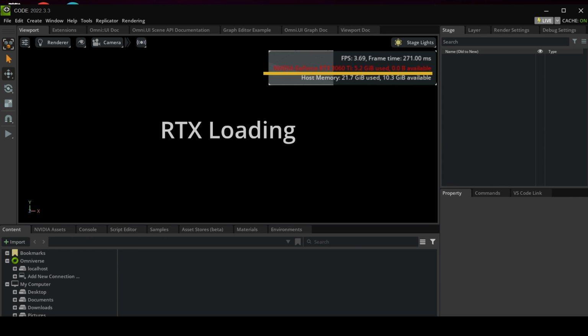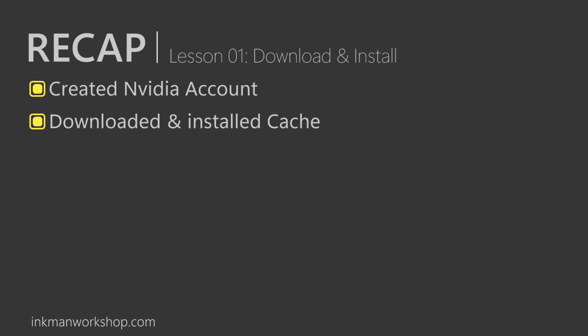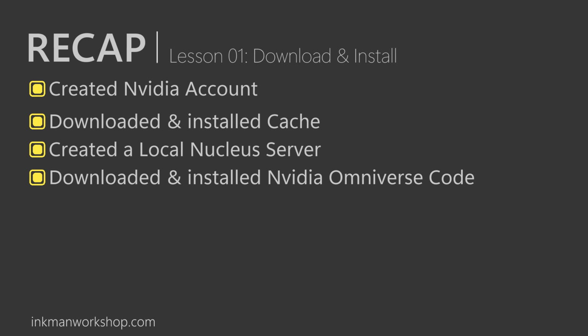Great, so that brings us to the end of today's lesson. In this lesson, we created an Nvidia account that we needed to install Nvidia Omniverse Launcher with it. Then, from the launcher, we downloaded and installed cache, which we needed to help applications run more smoothly. After which we created a local Nucleus server. We would use that for collaboration work later on. Finally, we installed an earlier but more stable version of Nvidia Omniverse code.